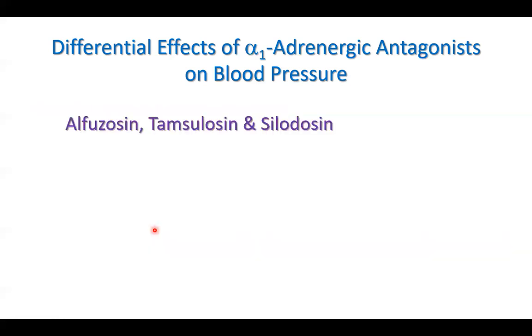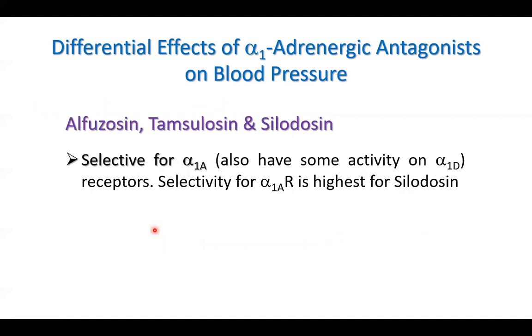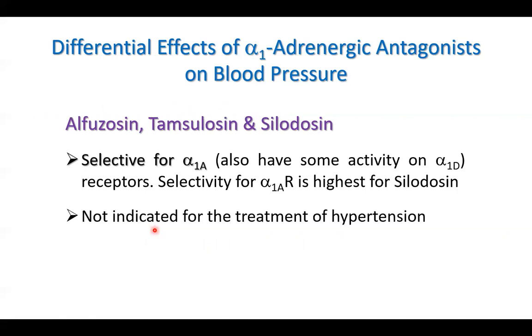And then you have alfuzosin, tamsulosin, or silodosin. They are subtype selective, with more activity on alpha-1A, and the highest activity on the alpha-1A receptor is that of silodosin. They are not indicated for the treatment of hypertension, and you don't need to do the initial dose titration, because we are not worried about first dose phenomenon here. They don't cause dizziness or syncope. Okay, is that part clear?